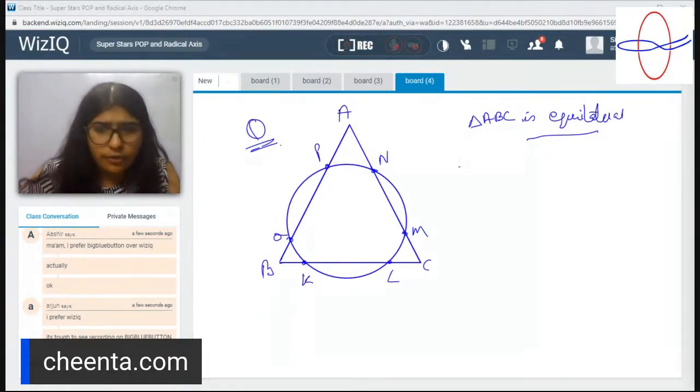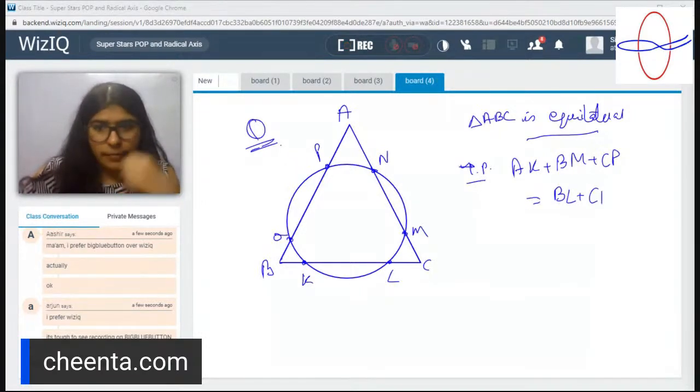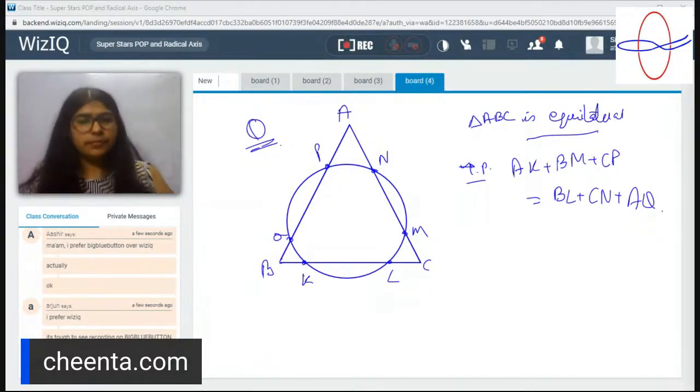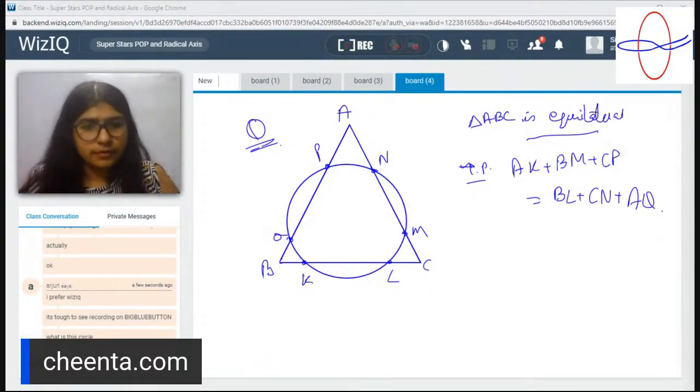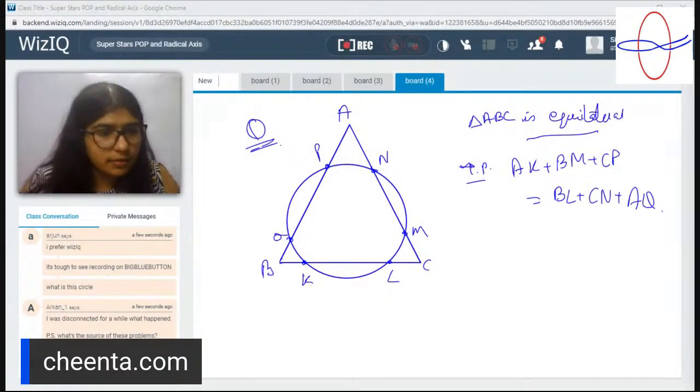So these are in order, obviously, as given. You have to prove AK plus BM plus CP equals BL plus CN plus AQ. It's any random circle which cuts all the three sides. Again, I have sorted these problems on my own, so I don't remember the sources now.